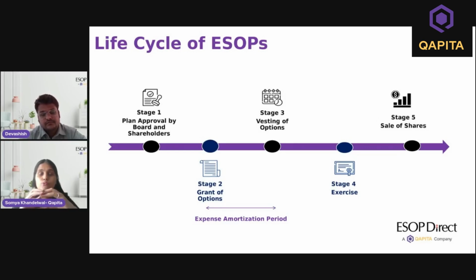That total accounting cost will be spread and amortized in the profit and loss account during the next 3 years, which are the vesting period. So ultimately, what I want to say is that the accounting cost impact occurs between the grant date and the vesting date, the end of the vesting period. I hope this answers your question, Devashish.